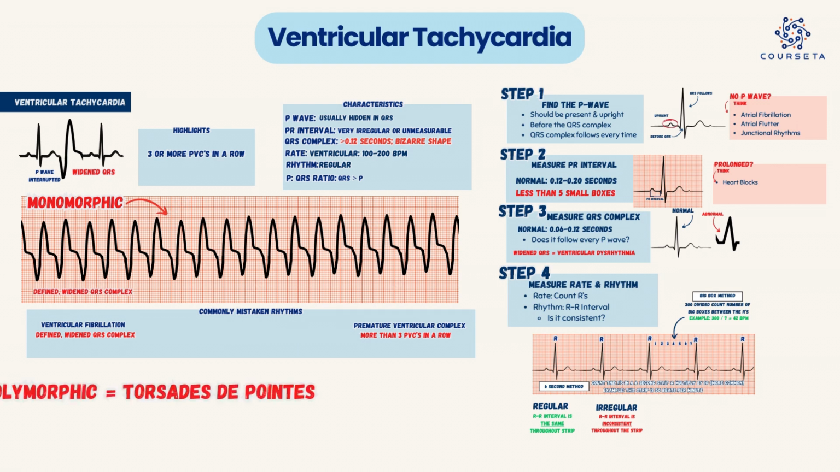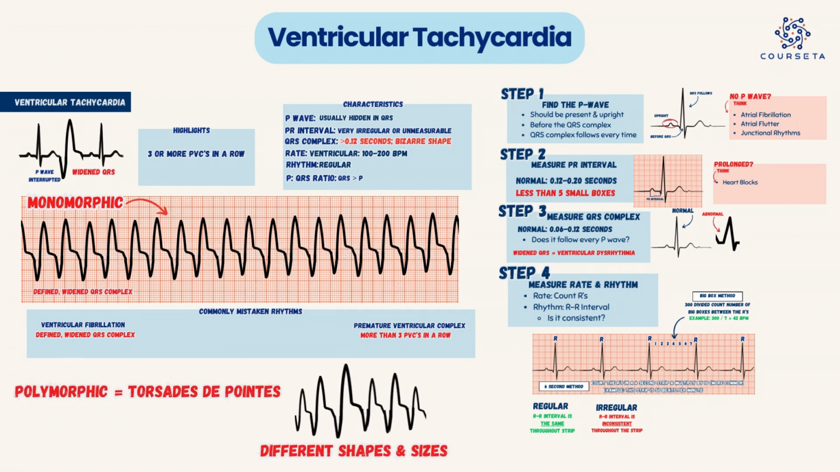Now with polymorphic, you're going to see a rhythm similar to torsades de pointes. We mentioned torsades de pointes earlier because it's related to a widened QT interval as well, because that's what causes the polymorphic. So there's more than one type of widened QRS complex. You're going to see kind of an inconsistent appearance here with the QRS complexes. They're not all going to be the same size or same shape, and it kind of looks like they're winding into each other. So that is torsades de pointes, but it's just another version of ventricular tachycardia. That may or may not be tested on your EKG exam.